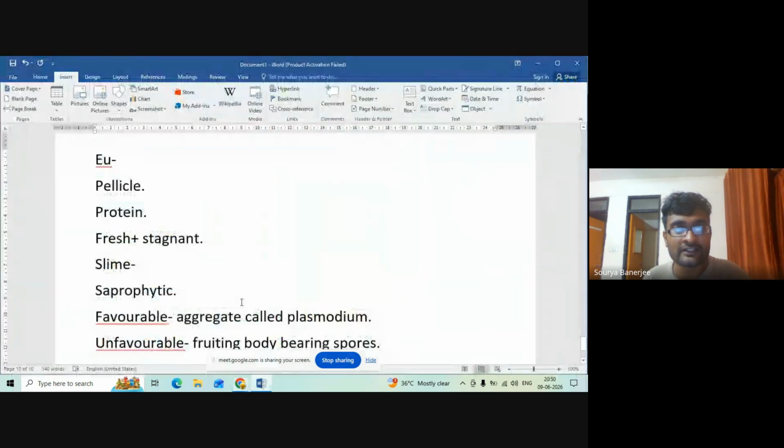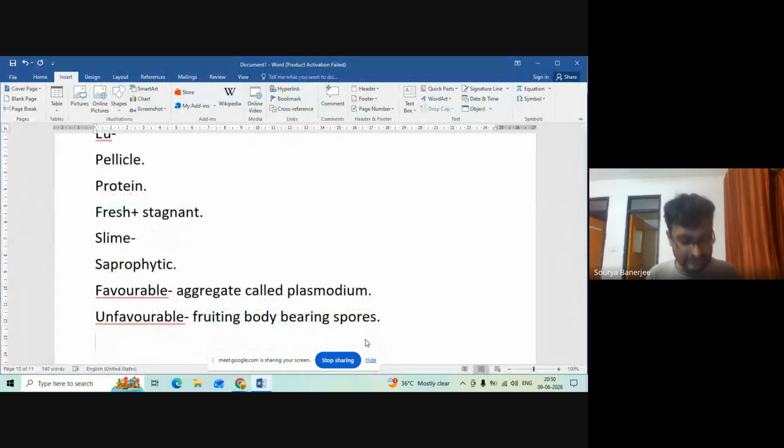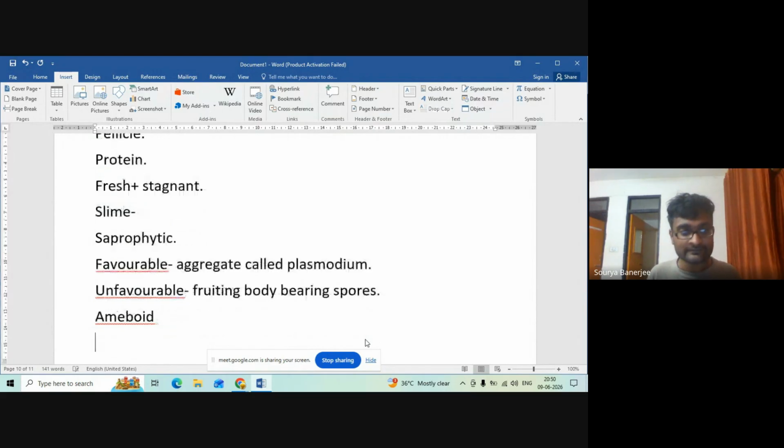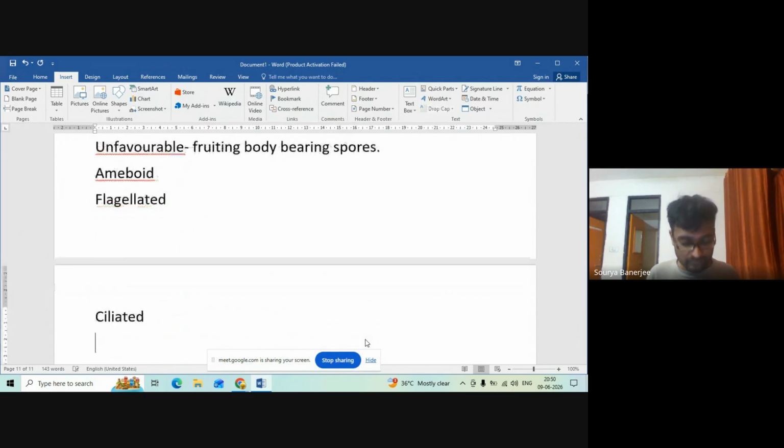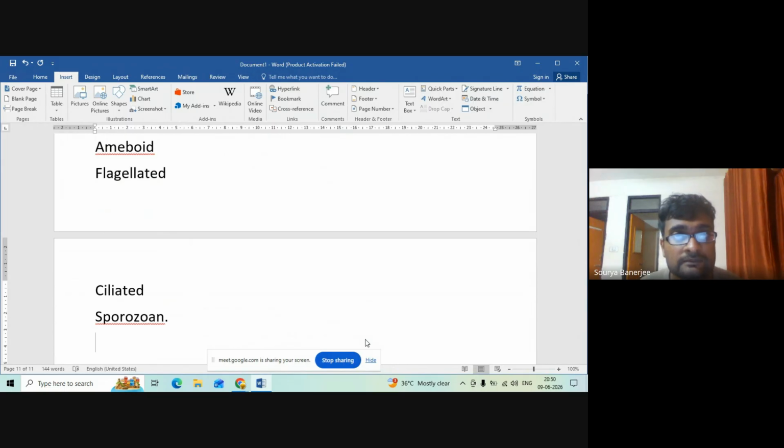So protozoa has mainly four types. One is amoeboid protozoa, then flagellated protozoa, then ciliated protozoa, and sporozoan protozoa. Okay? So I am not making any table. Just in your copy, please write down those things. I am just writing those important terms.